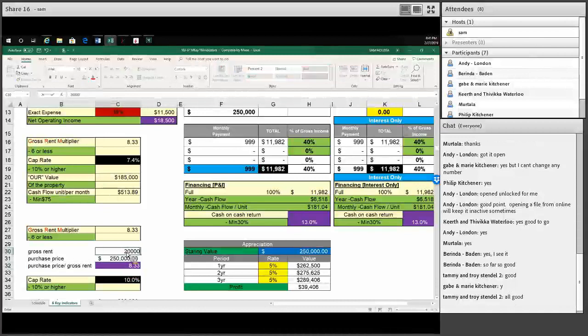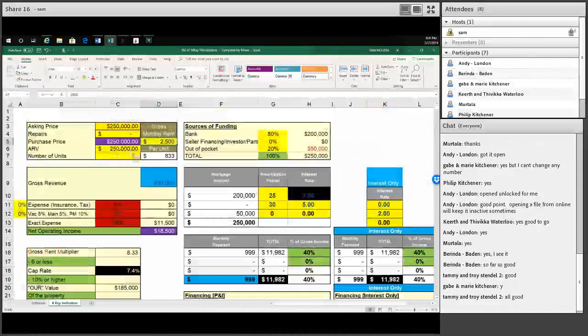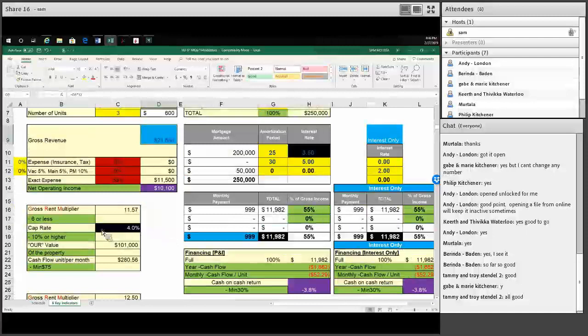Any questions there? We would like this number to be lower rather than higher. Why do we want to see it lower? Well, say this was only 20,000, watch what happens. Now the gross rent multiplier is 12.5. What's the big deal? Who cares, right? What does that mean to us? Well, if I go up here and I change the gross rent, say on this property it wasn't 2,500, it was 1,800.